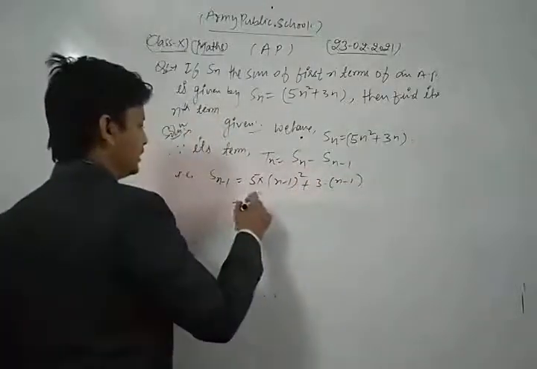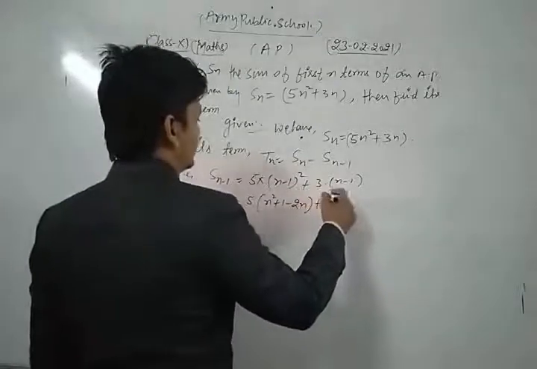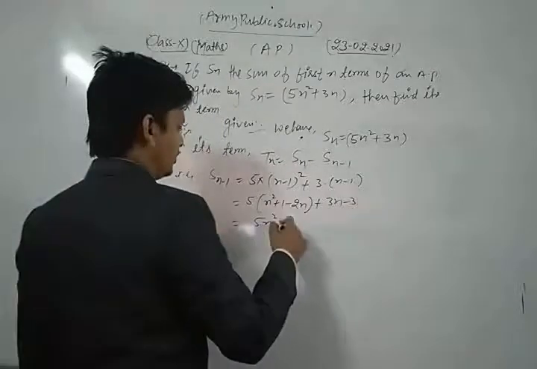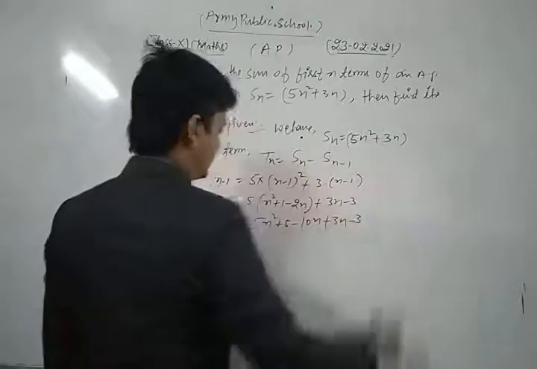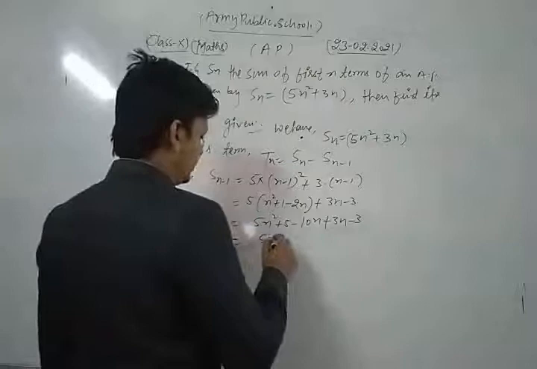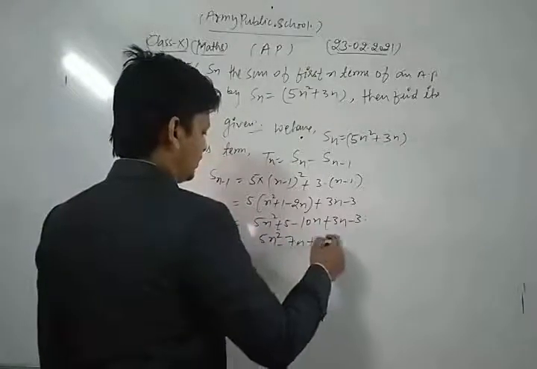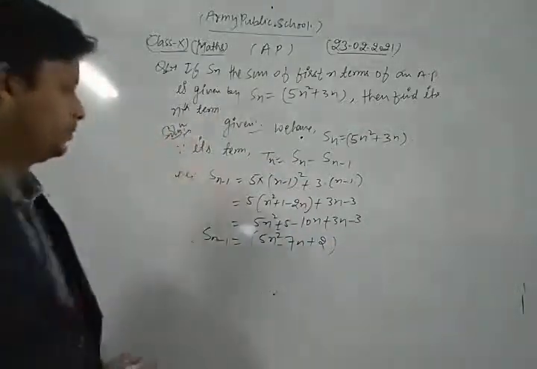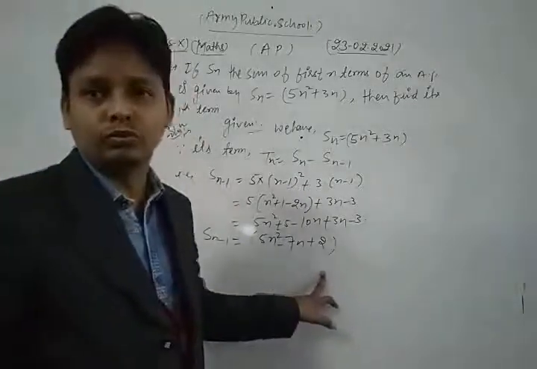Now we simplify them. That is 5 into a square plus b square minus 2ab, plus 3n minus 3. Now here this is 5n square plus 5 minus 10n plus 3n minus 3. So this is 5n square minus 7n plus 2. Okay, so we get the value of Sn minus 1 as 5n square minus 7n plus 2.